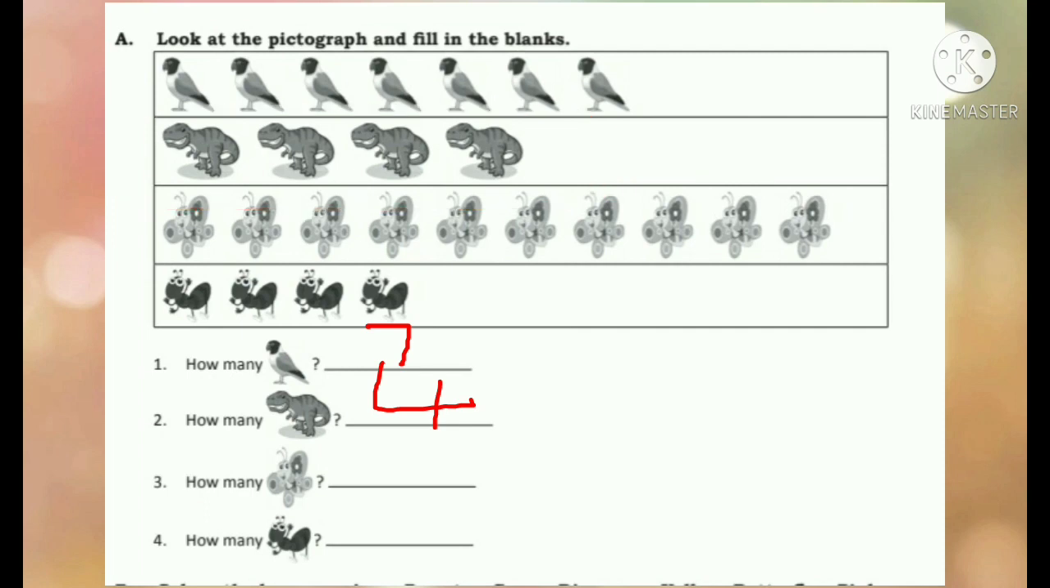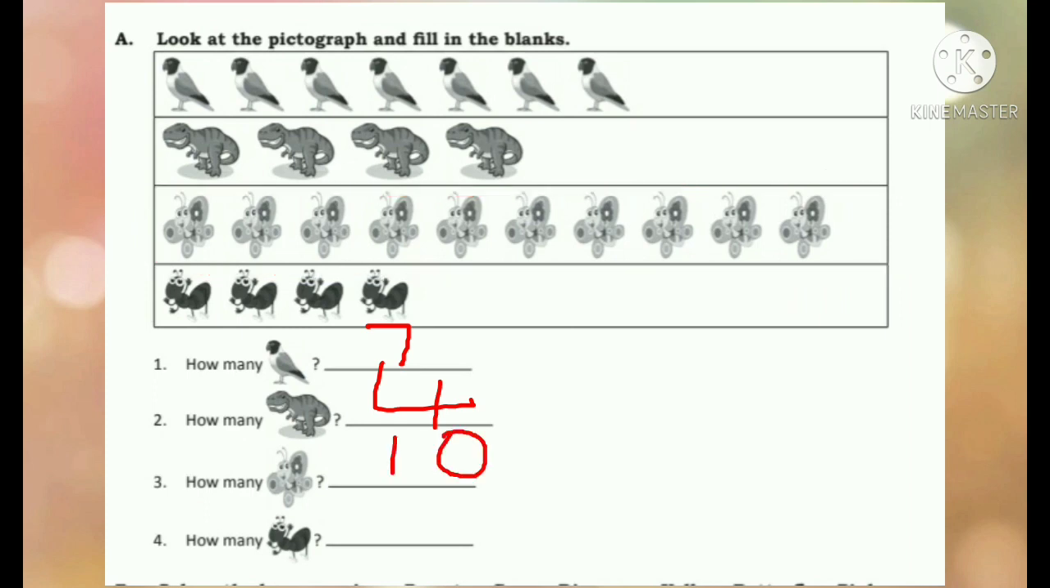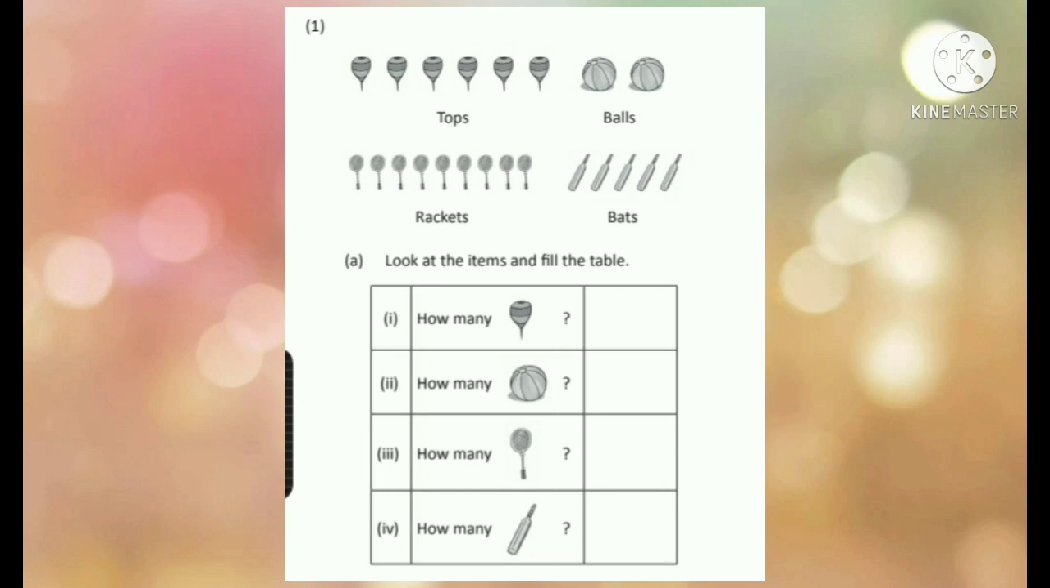The third question, how many butterflies? Let us count. 1, 2, 3, 4, 5, 6, 7, 8, 9, 10. There are 10 butterflies. The fourth question, how many ants? See children, here we can see 4 ants. So let us write here 4. I told you that a pictograph is a way of showing data using images or pictures. Let us solve one more problem.